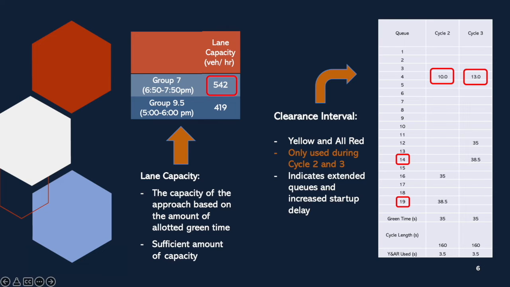As for the clearance interval, that is the yellow and all red time used, we only saw it arise in 2 of our cycles, number 2 and 3. And we think this is because there was a large influx of vehicles in the queue. We saw 14 for cycle 2 and 19 for cycle 3.